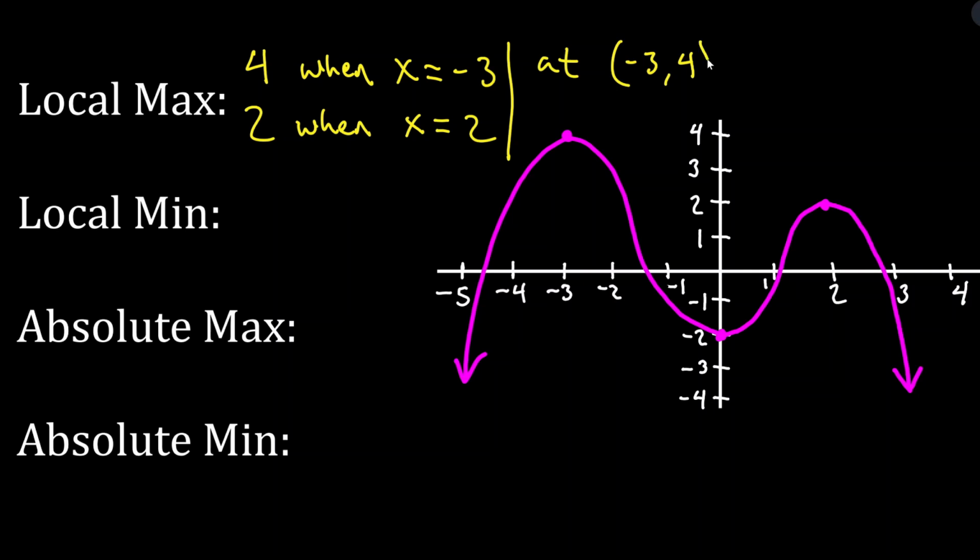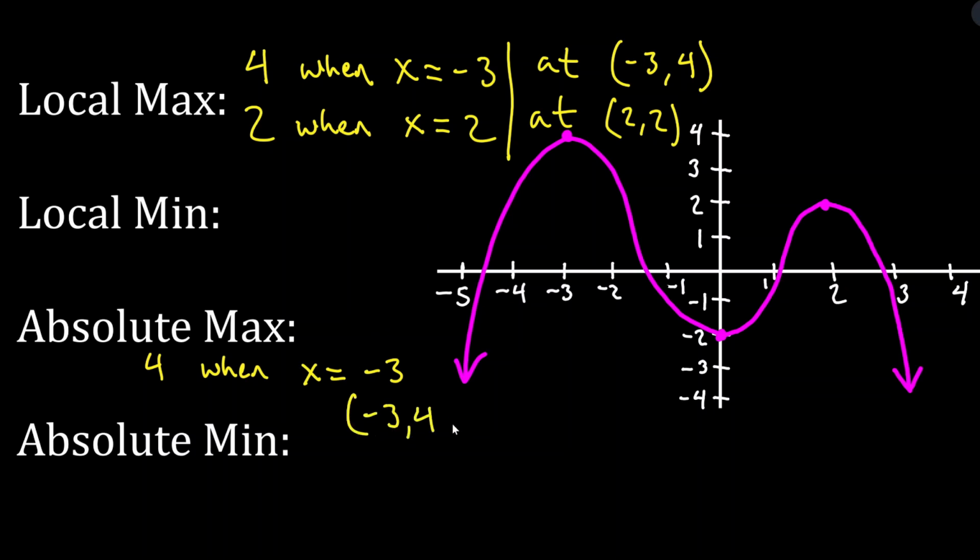Again, we're checking with our instructor and seeing how they want us to write this. We could also say there's a local max at (2, 2). All right, we also already identified the absolute max. We said one of these y values is bigger than all of the other y values, and that's this one here, 4. So we could say there's an absolute max of 4 when x equals negative 3, which we could again describe as a point, (-3, 4). And we could say that's where the absolute max is at.